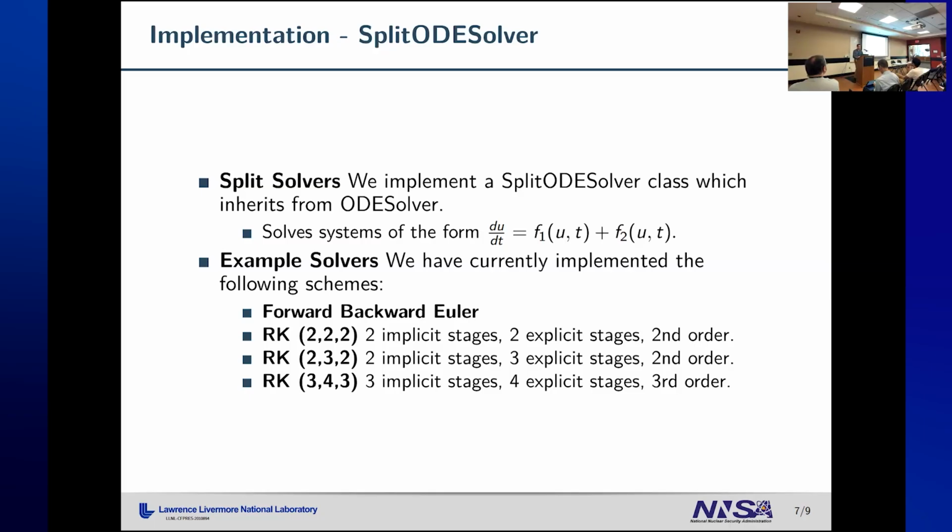The current implementation has the following schemes implemented: a really simple forward-backward Euler, including different Runge-Kutta schemes, or different IMEX Runge-Kutta schemes that we have implemented.